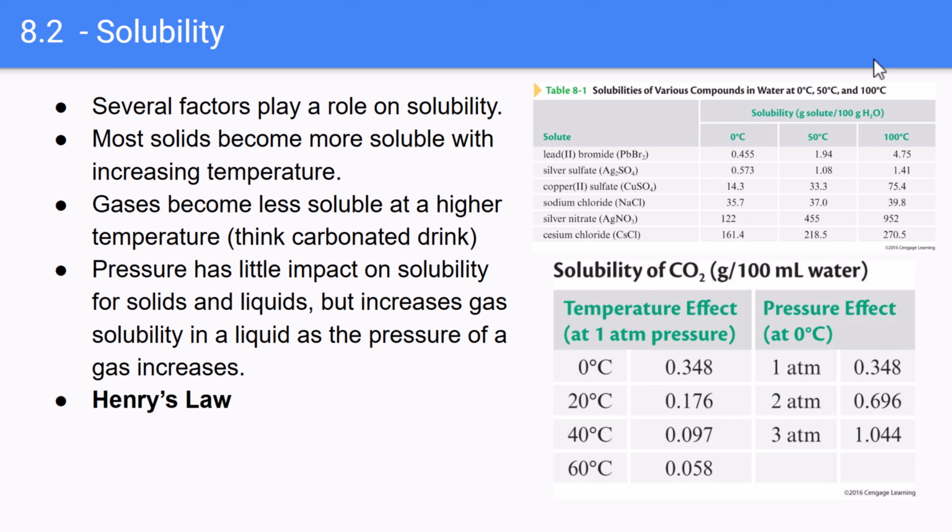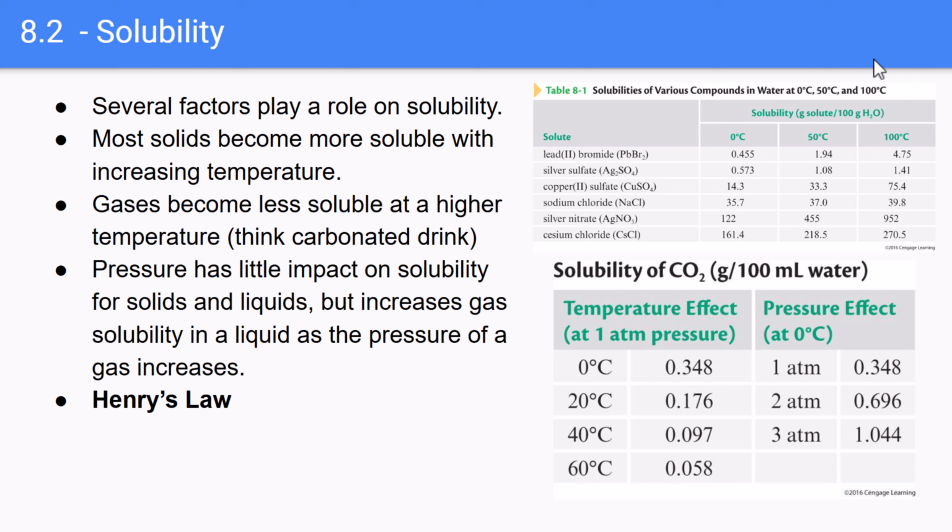Warm water allows more sugar to dissolve in the solution at that given time, and typically when you cool it back down, it will stay in solution, so it won't precipitate out as a solid. So increasing temperatures often result in an increased amount of solubility.